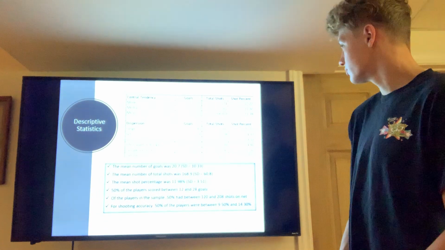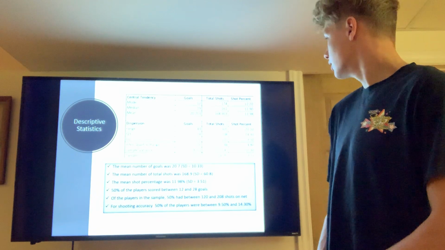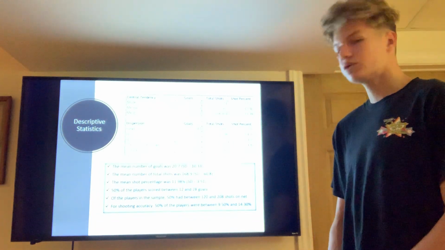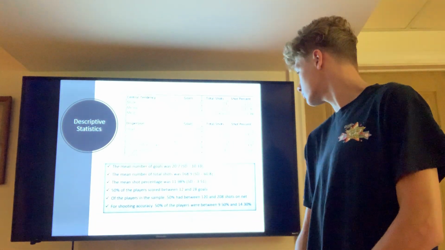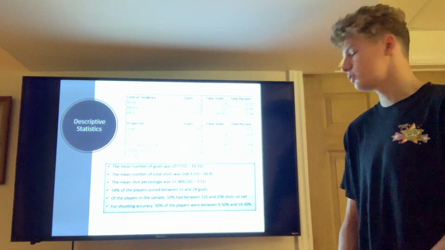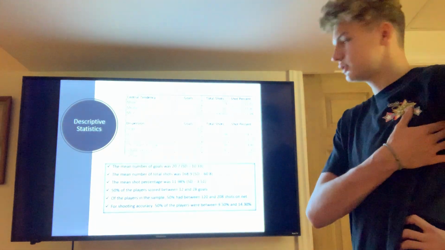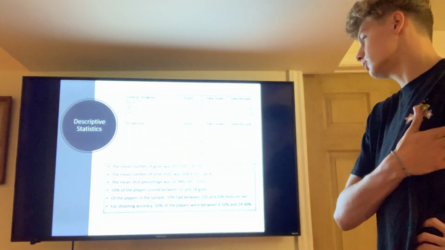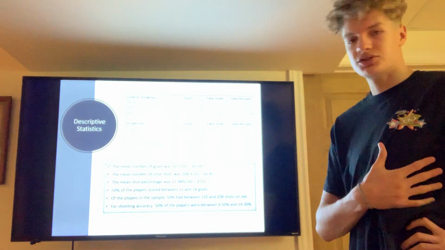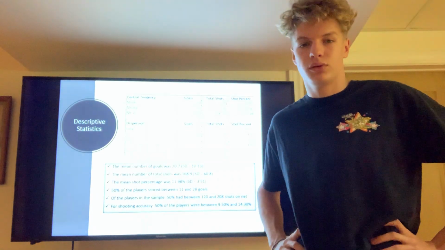And finally, for shot percent, 12.2 was the mode, 11.9 was the median, 11.98 was the mean, the range was 20.2, the interquartile range was 4.8, the sample variance was 12.3, and the sample standard deviation was 3.51. Okay, so 50% of the players that I sampled scored between 12 and 28 goals. Of the players in this sample, 50% had between 120 and 208 shots on net. And for shooting accuracy, 50% of the players were between 9.5% and 14.3%.